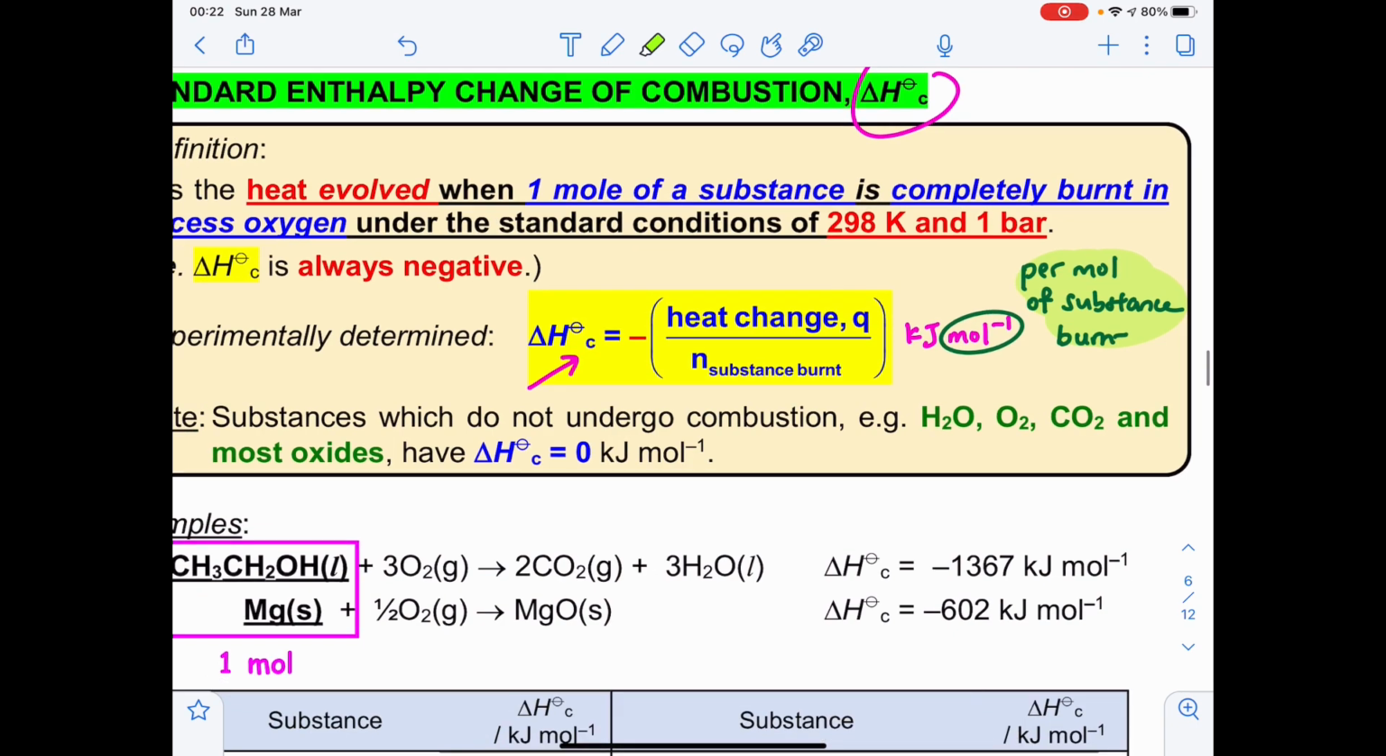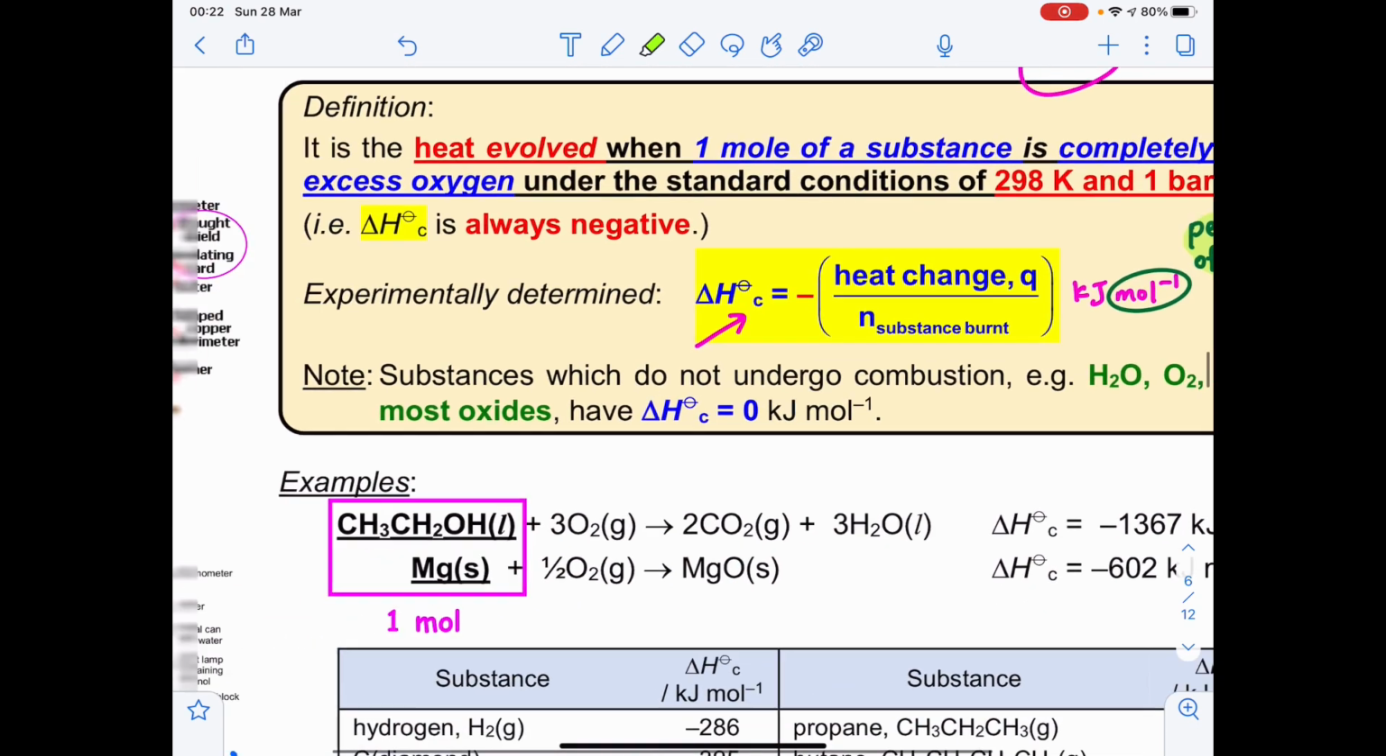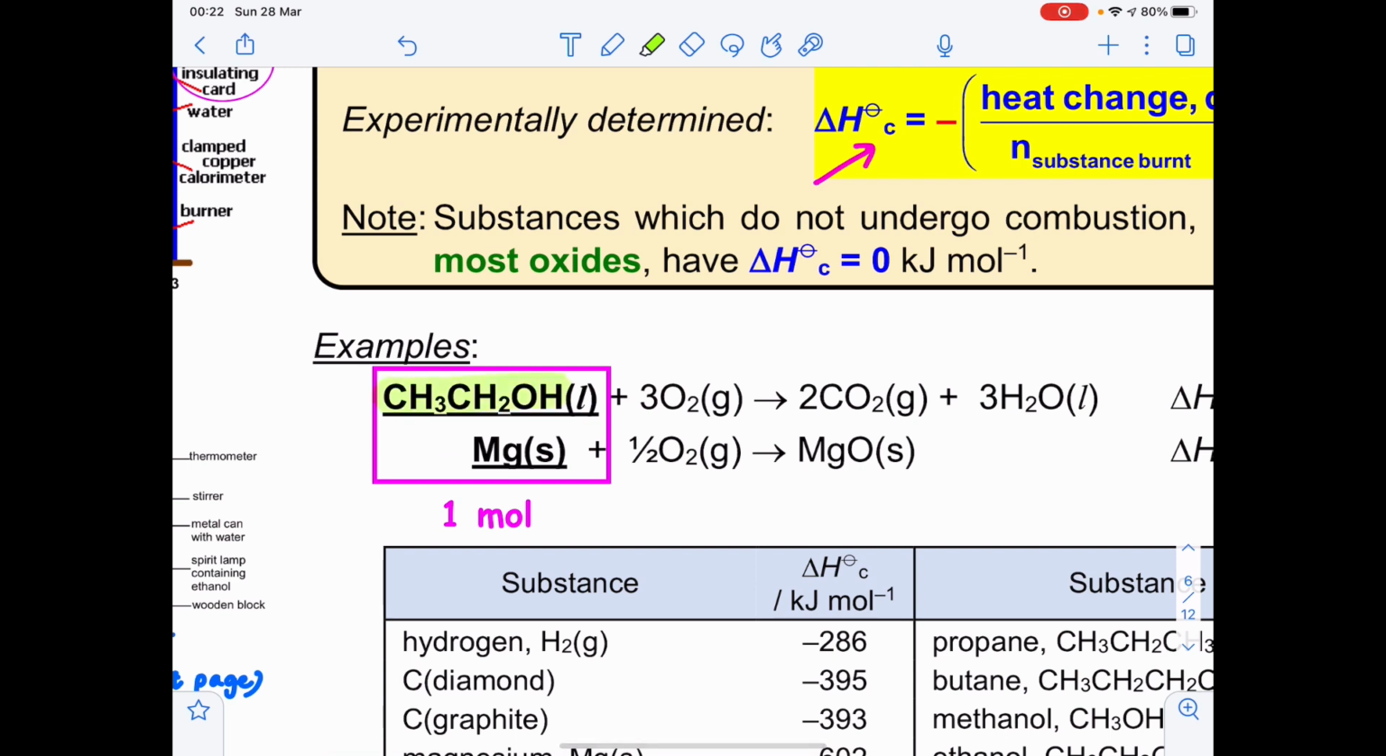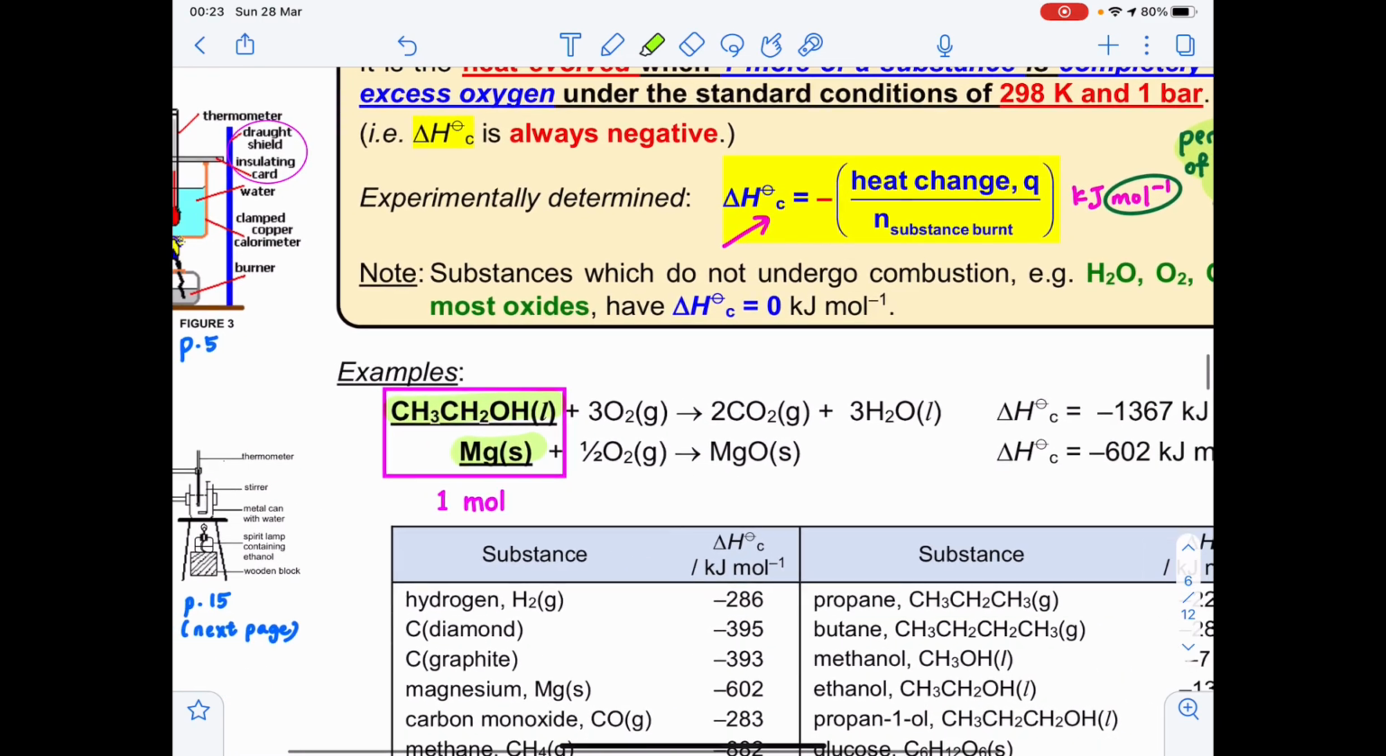To represent the enthalpy change of combustion in a thermochemical equation, for example, for liquid ethanol to undergo combustion, the equation must have 1 mole of ethanol reacting with oxygen to form CO2 and water. For metal, for example magnesium, the equation must have 1 mole of magnesium undergoing combustion, reacting with oxygen to form metal oxide. So therefore, in the thermochemical equation to represent the enthalpy change of combustion, the substance to be burnt must be 1 mole.